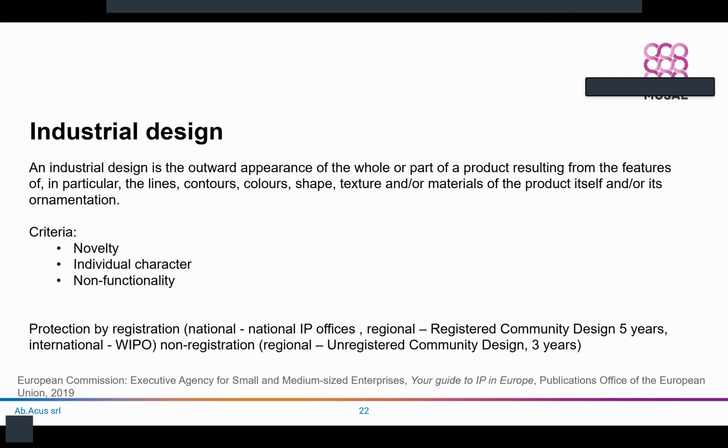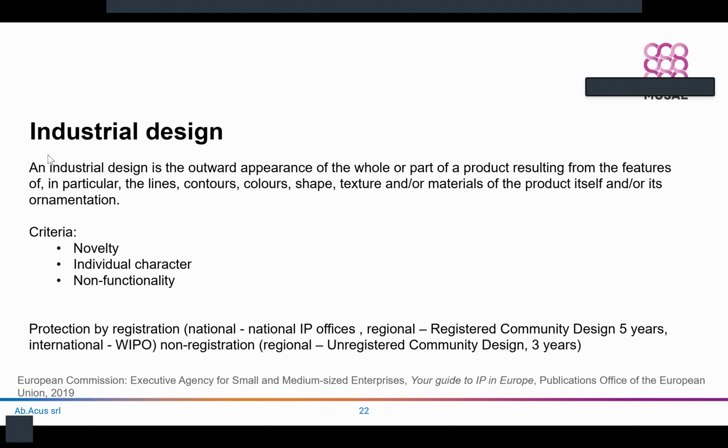Industrial design. Industrial design is something different. It's no longer a logo or a word or a name. It's the appearance of the whole or part of a product resulting from the features of, in particular, lines, contours, color, shape, texture, and/or materials of the product itself and/or its ornamentation. Keep in mind that the industrial design does not protect the technology, the concept, but only the appearance.